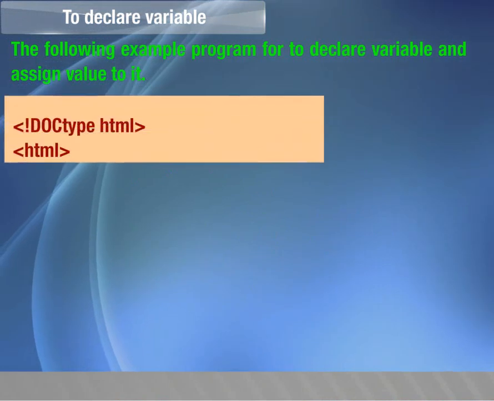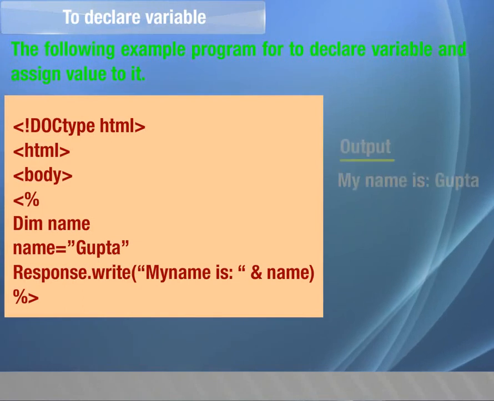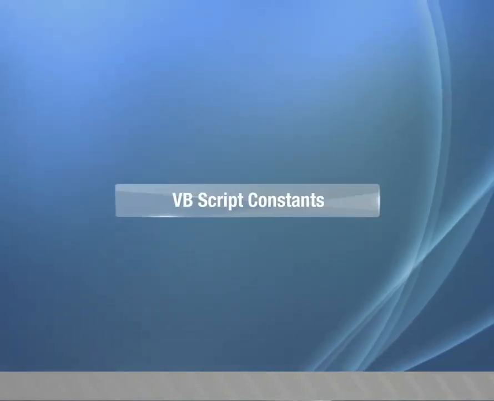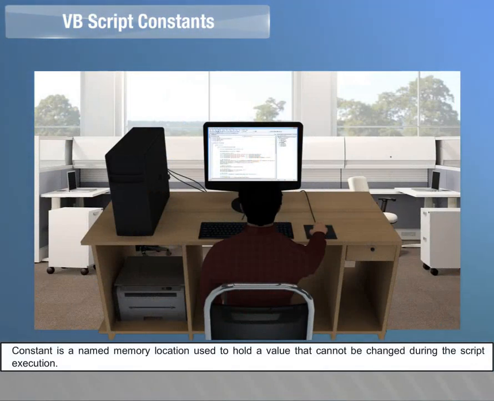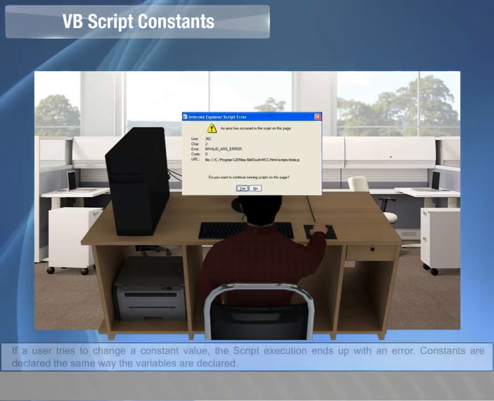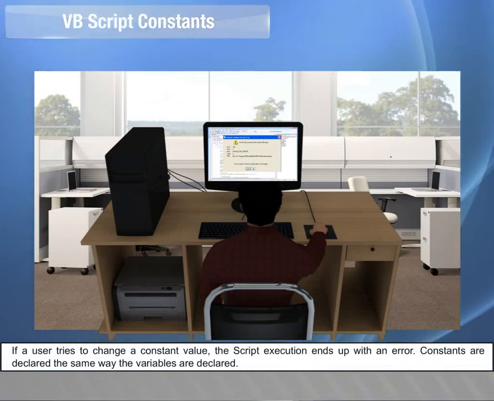The following example program to declare variable and assign value to it. Output for above program is shown below. VBScript constants. Constant is a named memory location used to hold a value that cannot be changed during the script execution. If a user tries to change a constant value, the script execution ends up with an error. Constants are declared the same way the variables are declared.